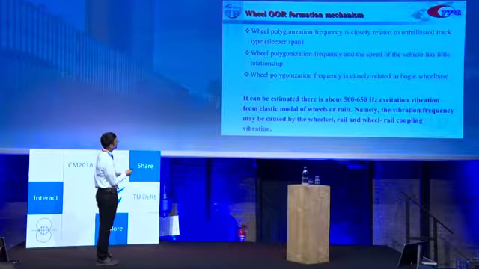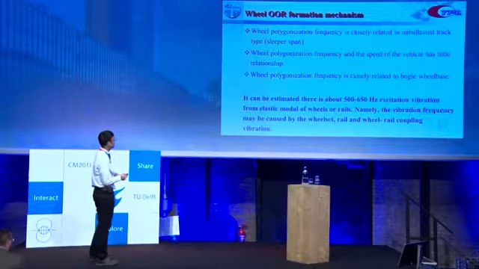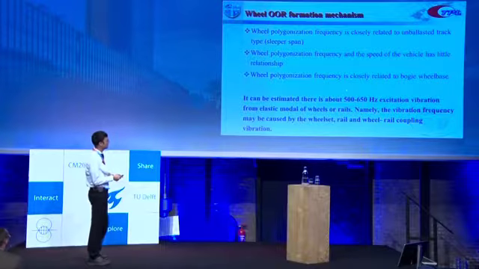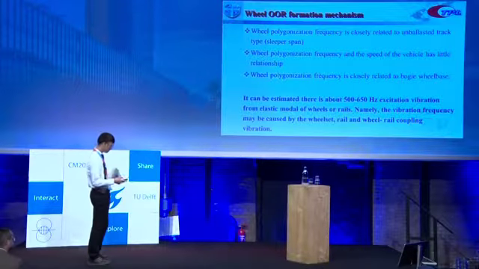The wheel polygonization frequency is closely related to the track type, mainly meaning the sleeper span. And the wheel polygonization frequency and the speed of the vehicle have little relationship. Wheel polygonization frequency is closely related to the bogie wheelbase.